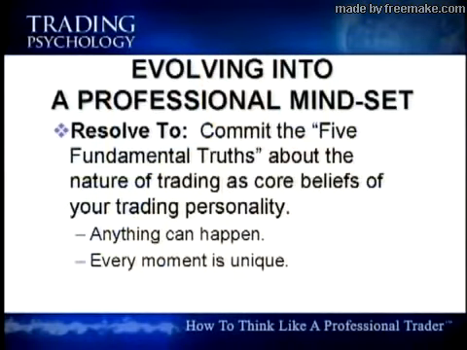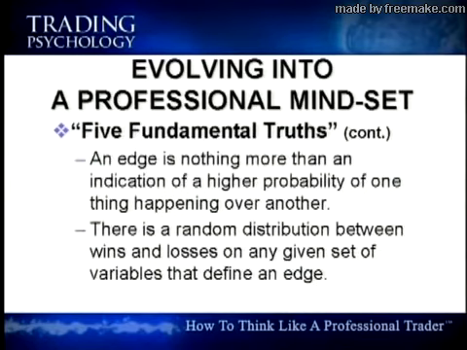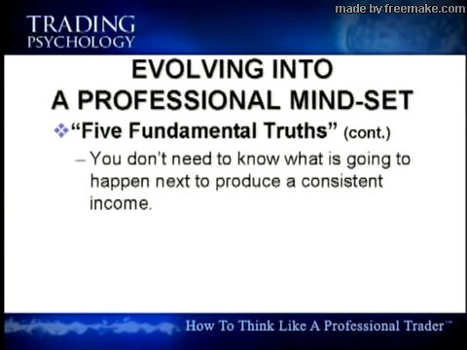Okay, resolve to commit the 5 fundamental truths about the nature of trading as core beliefs of your trading personality. Those 5 fundamental truths are: anything can happen. Is that true or not? Yes. Every moment is unique. Is that true? Yes. Okay. An edge is nothing more than an indication of a higher probability of one thing happening over another. Okay. Is there a random distribution between wins and losses on any given set of variables that define an edge? Yes, absolutely. Do we need to know what's going to happen next to produce a consistent income? No.